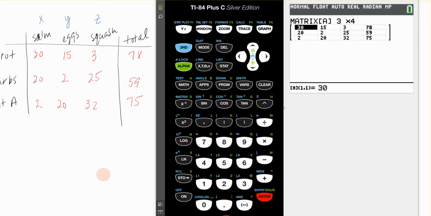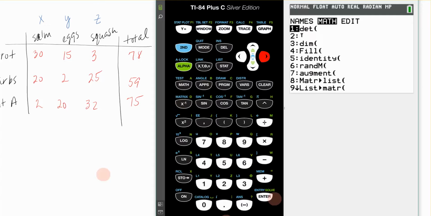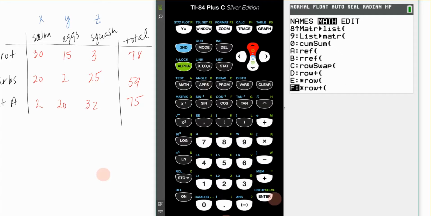Now, in this particular problem, I don't really want to go through and work all of those rows to get it to be in that reduced form. There is a command on the calculator that's going to do it for us rather quickly. So I'm going to do second matrix, arrow over to math, and arrow up to get to the bottom. Right here at number B, it says RREF. That stands for row reduced echelon form.